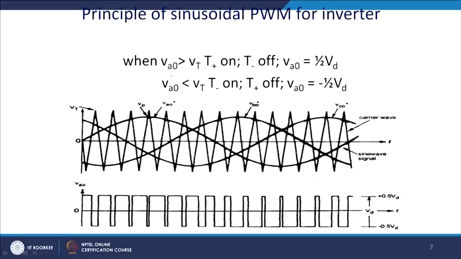When the control signal VAO is greater than the triangle signal Vt, the upper switch will be on and the lower switch will be off, thus you will get a voltage of half VDC. Similarly, when the reverse condition is satisfied, that is, the triangular wave is greater than the modulating signal, the upper switch will be off and the lower switch will be on, and thus you will get this kind of PWM waveform whose amplitude varies plus minus VDC.